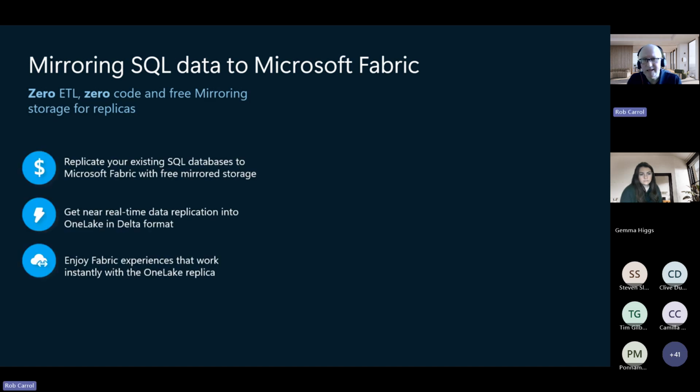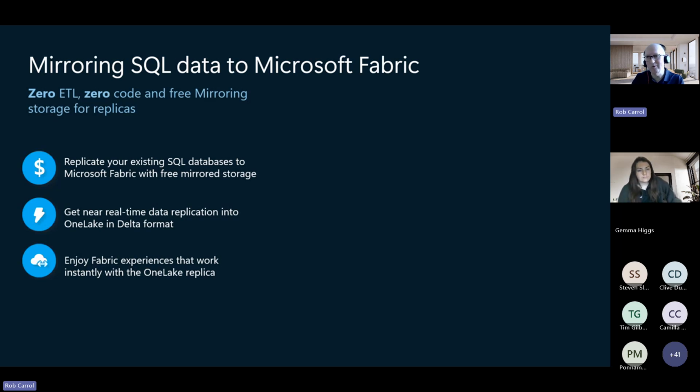So you can replicate existing SQL databases or other sources that are supported into Fabric, and those replicated tables are stored as Delta tables in OneLake, and you get that near-time data replication in Delta format, and you can also access that data via SQL Analytics endpoint and join it to other workloads in Fabric. So this is really what Fabric SQL Database is doing under the covers for you automatically.